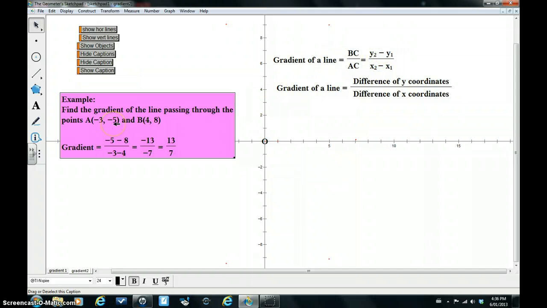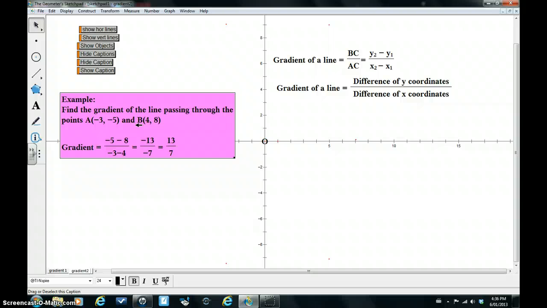Now, what do I take as y2? I can start with point A and take y2 as -5, which is what I've done here, and then subtract y1, which is the y coordinate of point B, which is 8. And I divide that by x2, which is the x coordinate of A, which is -3, subtracting the x coordinate of B, which is 4. So -5 take away 8 is -13, divided by -7 gives 13/7. So that's the gradient of that line joining these 2 points.